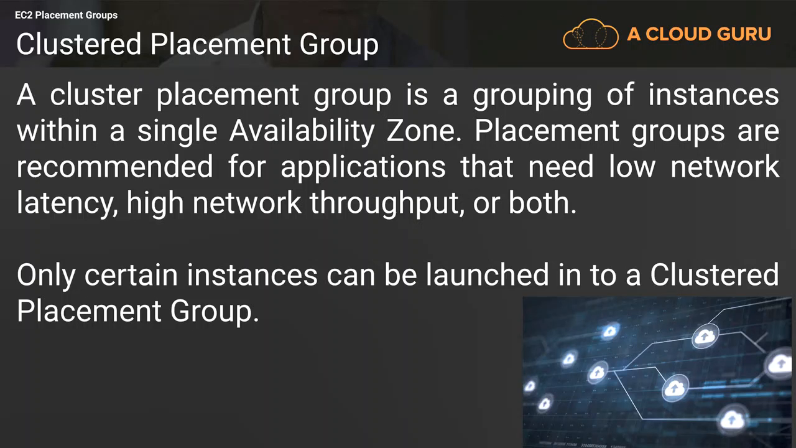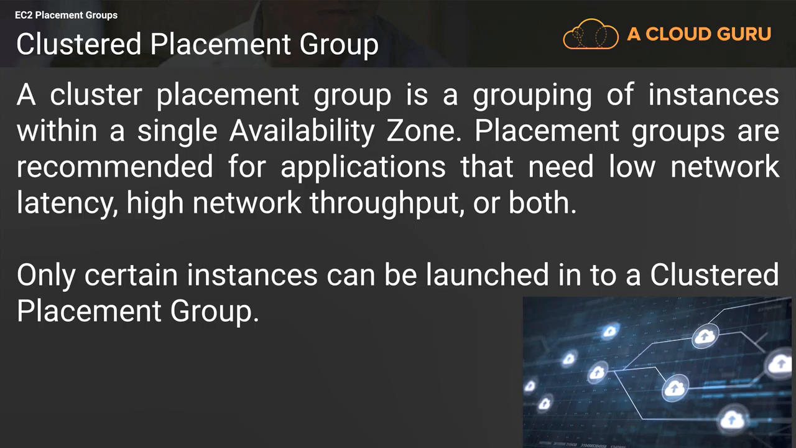A clustered placement group is a grouping of instances within a single availability zone. Placement groups are recommended for applications that need low network latency or high network throughput or both. So basically things like Cassandra clusters or anything that you're doing with big data, you would want to have these instances inside a placement group. This means they're within a single availability zone, and they're going to have really low latency, and they're also going to allow for very high network throughput.